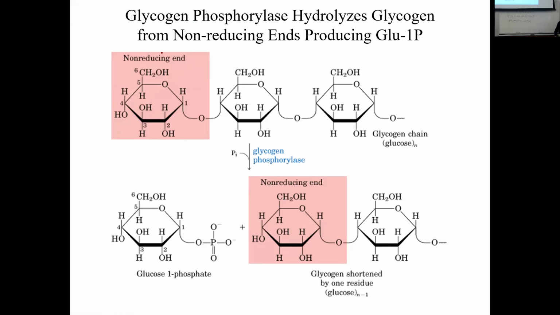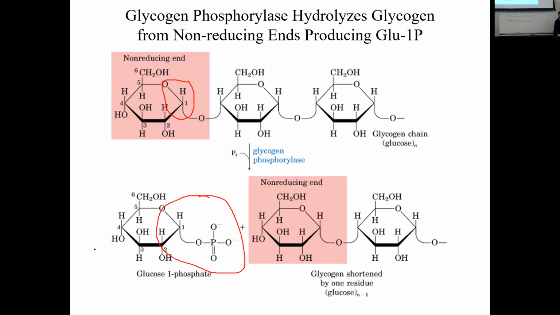It attacks the 1 carbon of the terminal glucose of a branch of the glycogen. So the phosphate comes in, the negative charge is going to attack that carbonyl carbon. Remember, it was an aldehyde to begin with. It now is this acetal group, but it will come in and attack. That's going to result in the production of glucose 1-phosphate.